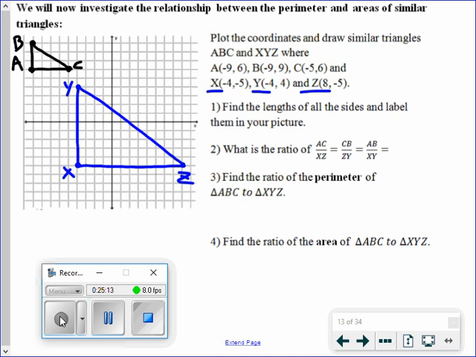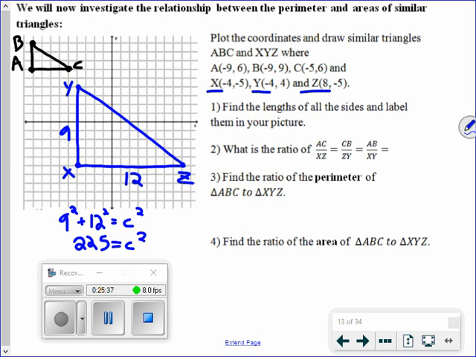All right, so I graphed these two triangles because it told me to plot them. And it says find the length of all the sides and label them in your picture. So I did a little counting and I found that this was worth 9, this was worth 12, and by the Pythagorean theorem, I can determine the third side. In the smaller triangle, this was side 3, this was side 4. I know that 3, 4, 5 makes a right triangle, so I didn't do the Pythagorean theorem there. But now I can see that this would probably be 15 because it's the square root of 225.